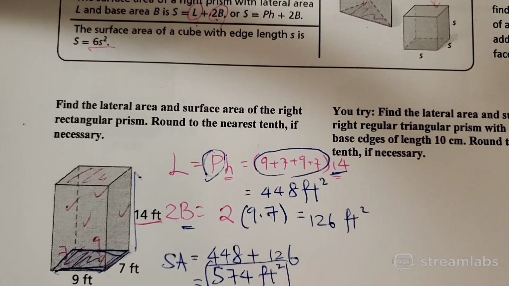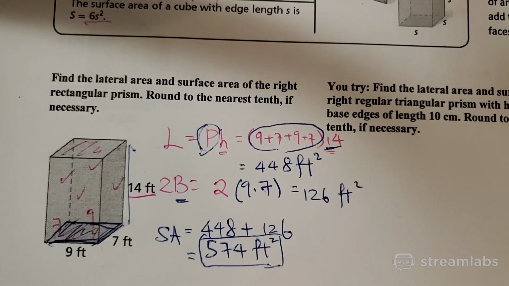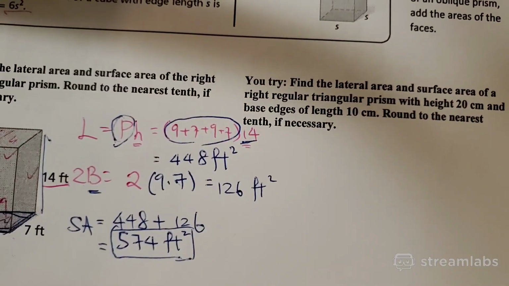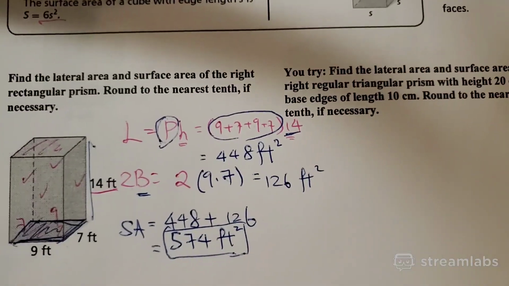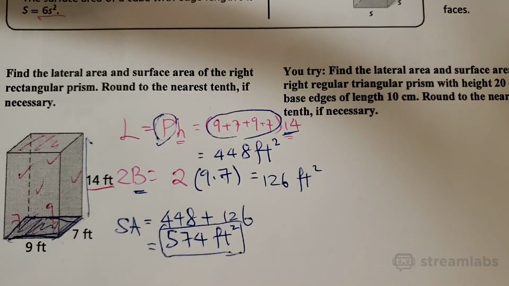How are we doing? If you add all 6 faces together individually, you should get the same answer. Okay? There's no reason why it shouldn't be the same answer. You're okay? If you're okay with this, let's try the right side.